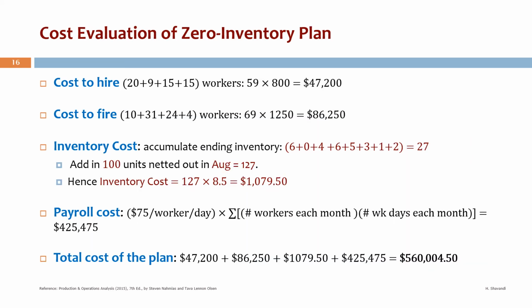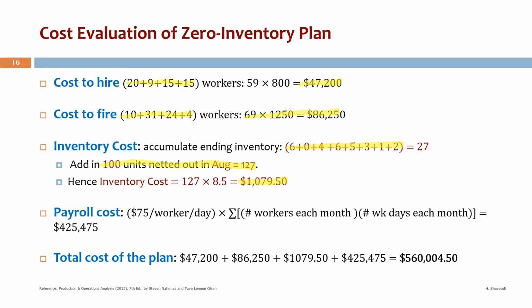So now let's calculate the costs of this plan. The cost of hiring, here we do have these hirings. So if we multiply these hirings by the hiring cost, we'll have this cost for hiring. And the cost of firing, again, these are our firings. And so this will be the firing cost here. And for the inventory cost, again, we just need to add up the end inventory levels, and then at the end we need to add up the 100 units for the end of month August. So in total we will have 127, right? So this will be our inventory holding cost.